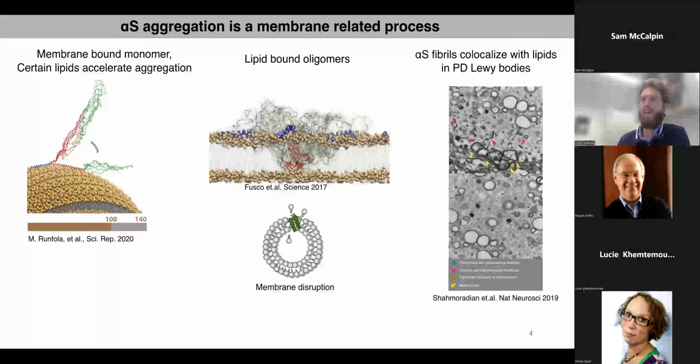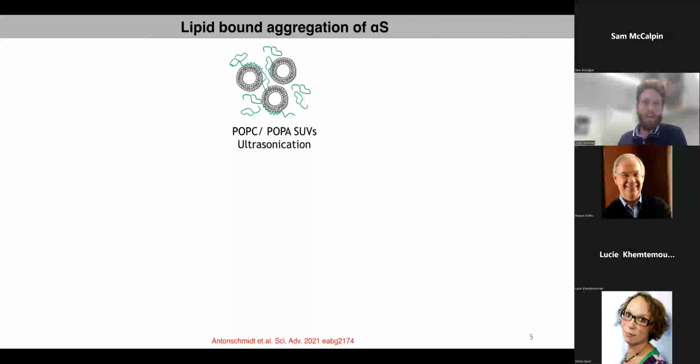And in support of that idea, the fibril species are also seen to colocalize with lipids, here shown in Parkinson's disease Lewy bodies. And so we're really interested in characterizing these types of small oligomeric species. So let me introduce to you the way we prepare these samples, starting from alpha-synuclein dissolved in solution.